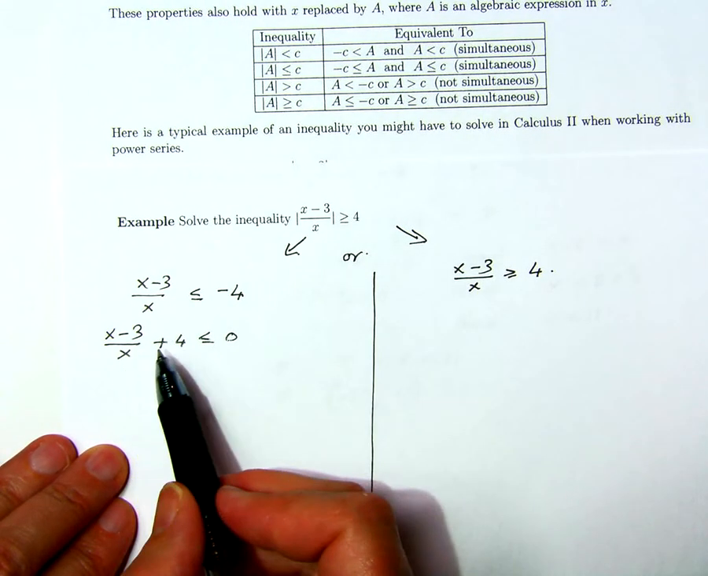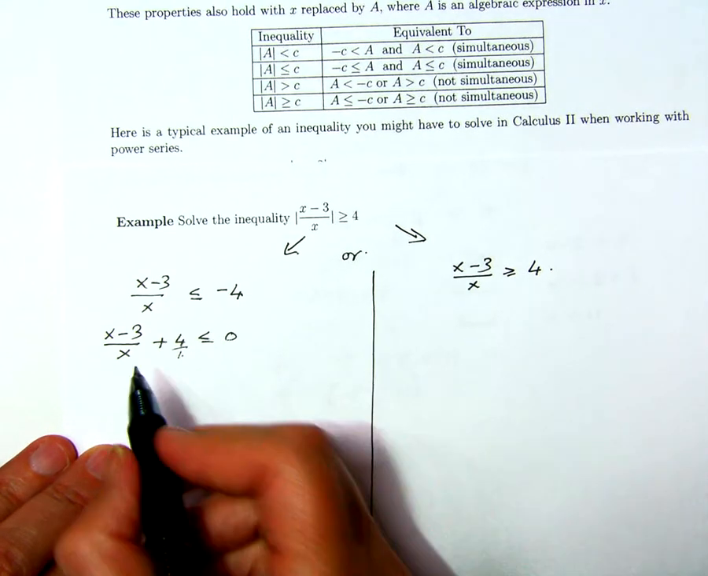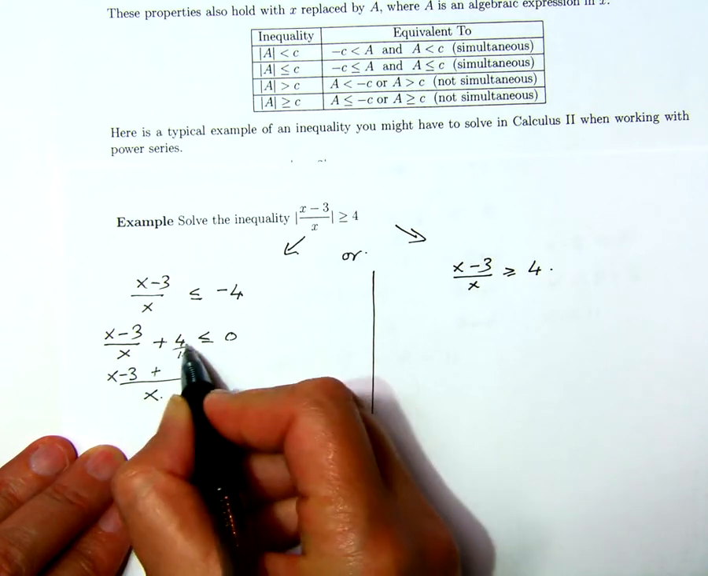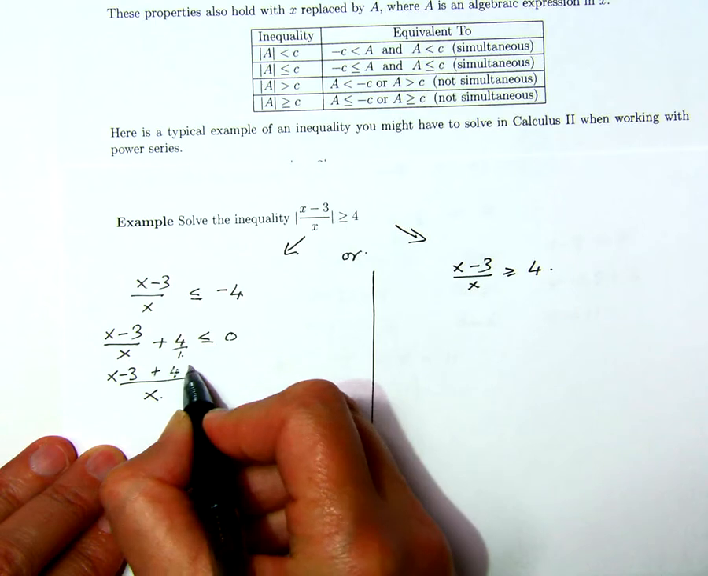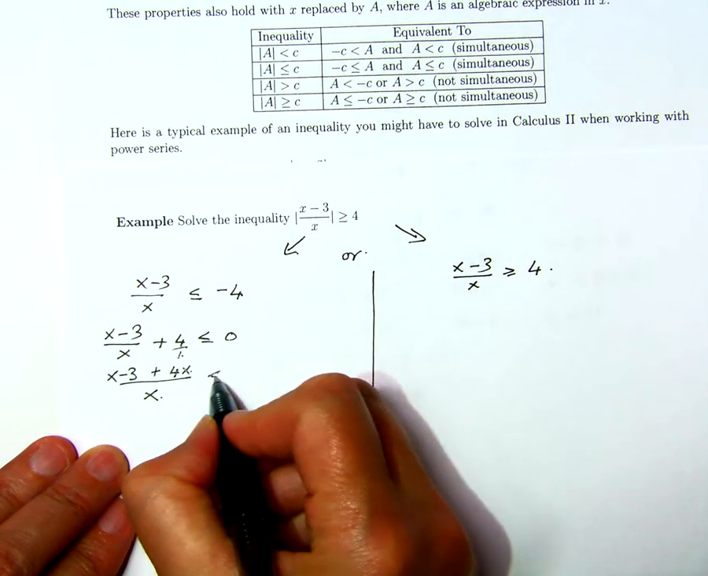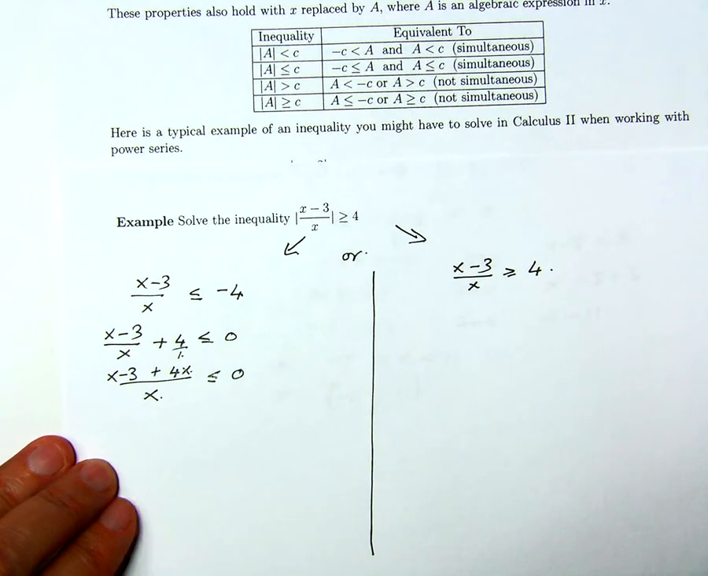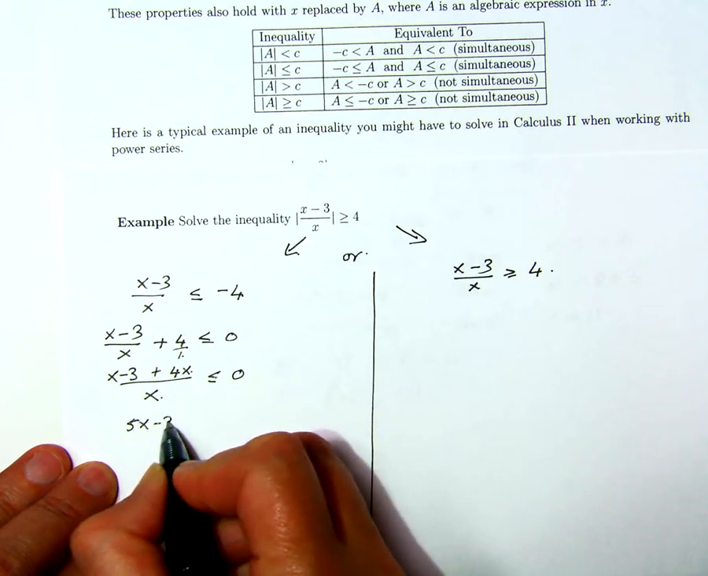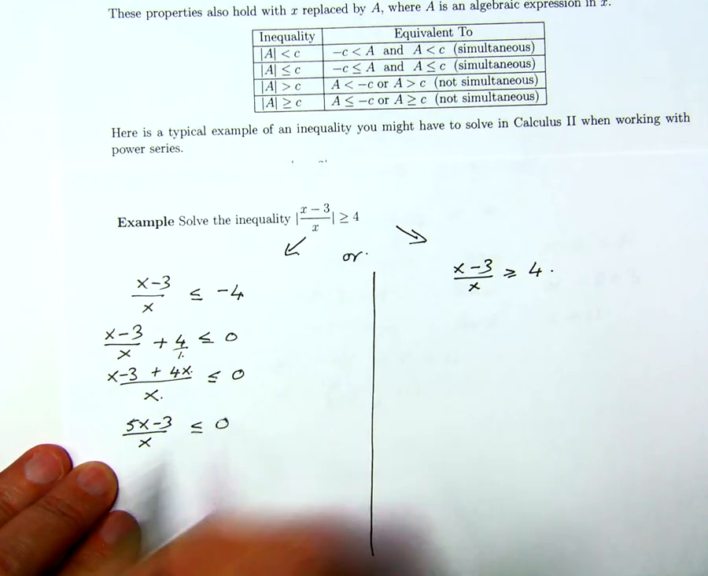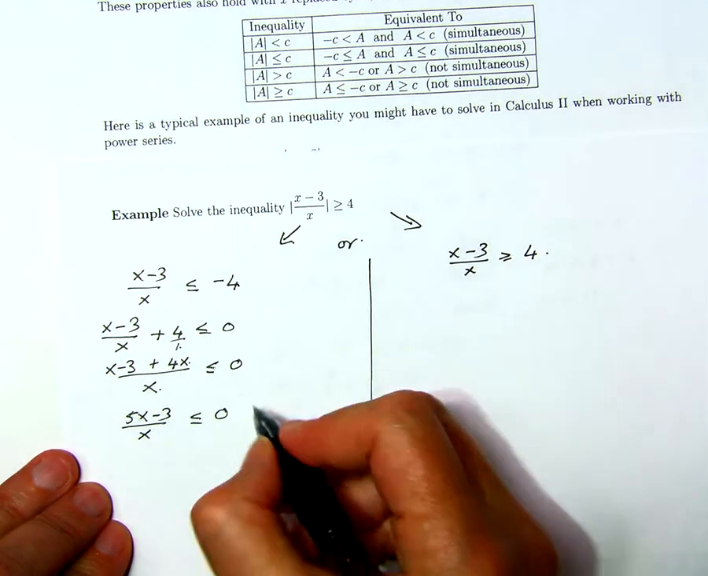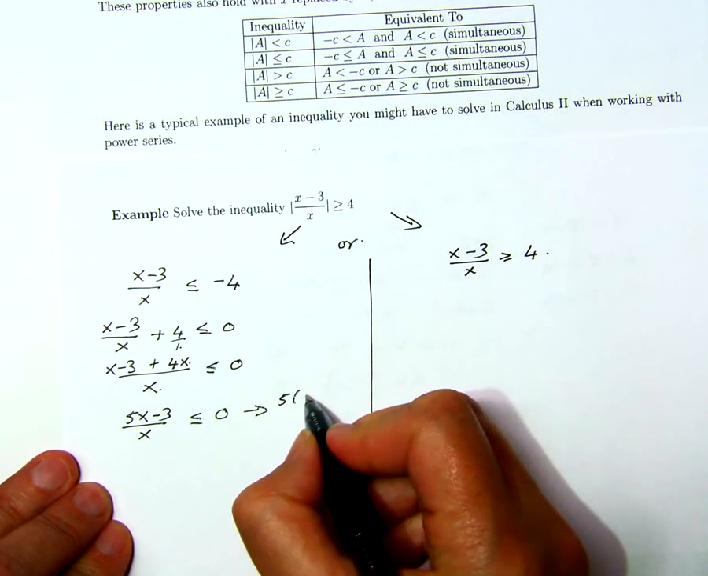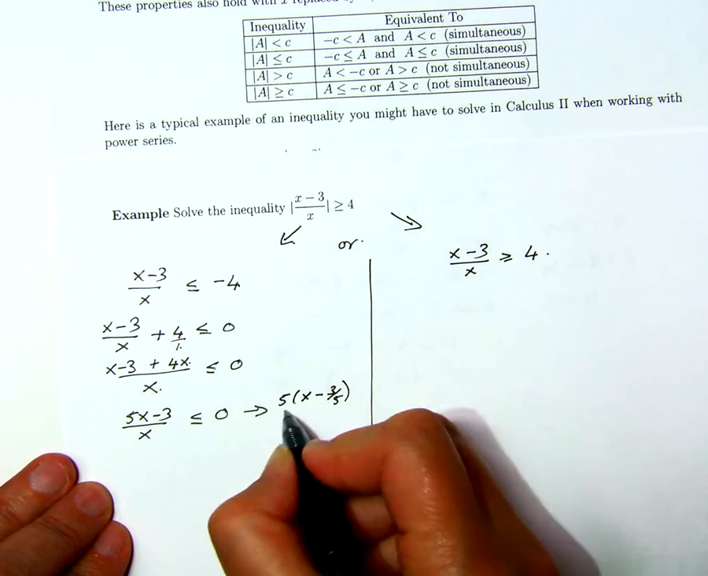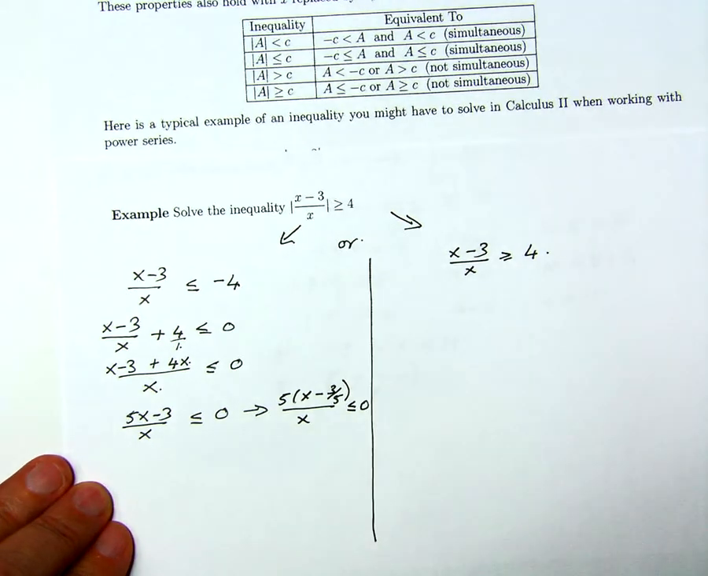Now we have to add these two fractions. 4 is 4 over 1. Looking for our common denominator, it's x. We have x minus 3 over x plus 4x over x. And we have to figure out where that quantity is less than or equal to 0. So we tidy it up a little bit. We have x plus 4x is 5x minus 3 over x less than or equal to 0. And now remember, we factor, so I'll pull that 5 out, and I get 5 times (x minus 3 over 5) over x, and I have to figure out where that's less than or equal to 0.